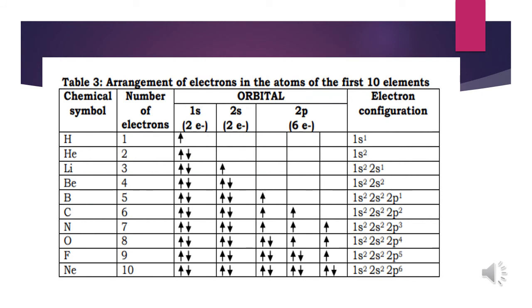Table 3 shows the arrangement of electrons in the atoms of the first 10 elements. It shows the chemical symbols of the first 10 elements from hydrogen to neon, and we have the number of electrons from 1 to 10. We have the orbitals 1s, 2s, and 2p, followed by the electron configuration of the first 10 elements.